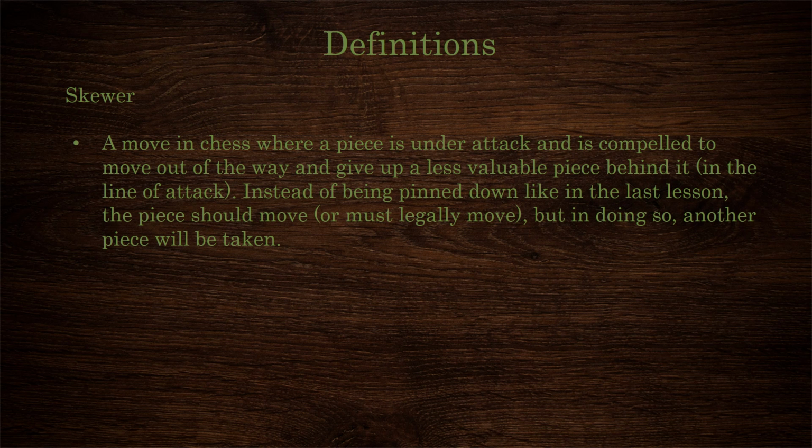A pin was a move in chess where there was a piece under attack and there was a piece beyond it in the line of attack that was more valuable, and so the piece couldn't move or shouldn't move. In this situation, it's very similar. It's a move in chess where a piece is under attack, but it's compelled to move. So instead of being pinned down, it's compelled to move out of the way and give up a less valuable piece behind it. Instead of being pinned down, like in the last lesson, the piece must legally move, but in doing so, another piece will be taken.